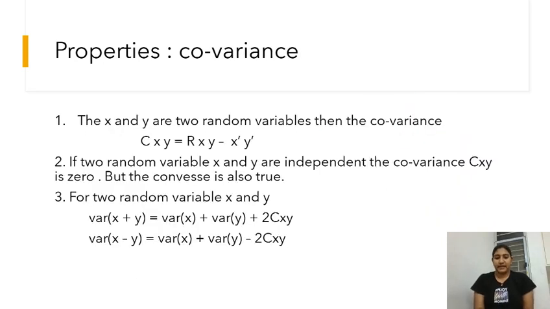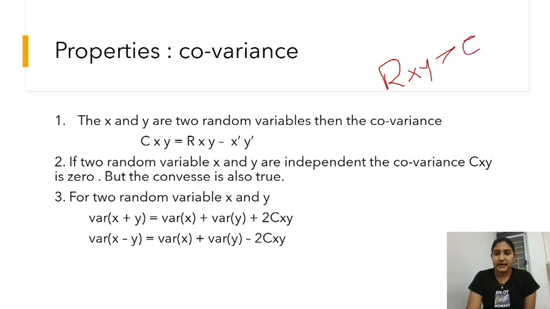Properties of the covariance. If x and y are two random variables, then the covariance Cxy equals rxy minus x bar into y bar, where rxy equals the expectation of x into y.